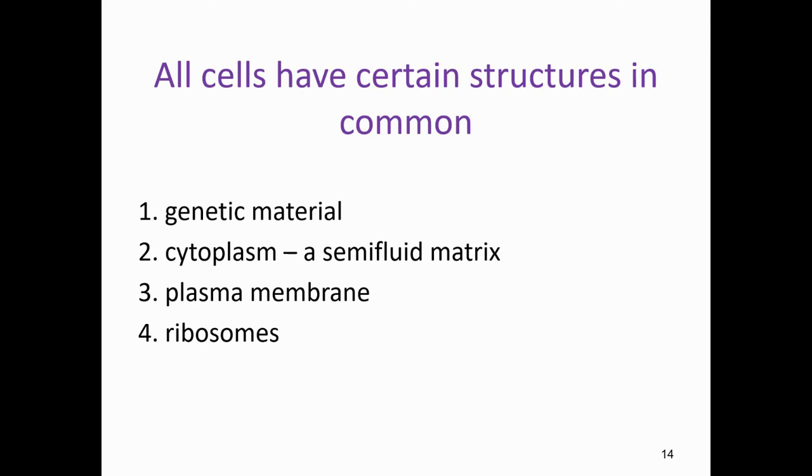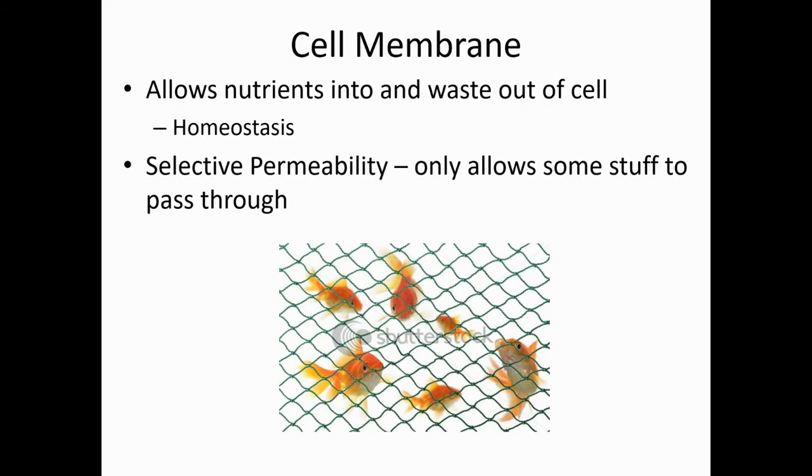All cells have some things in common. They all have genetic material, like DNA. They all have this fluid called cytoplasm, some type of fluid that holds stuff in place. They all have a plasma membrane, which is an outside covering, and they all have ribosomes. We'll talk about what these things do and their role in our cells in just a second.